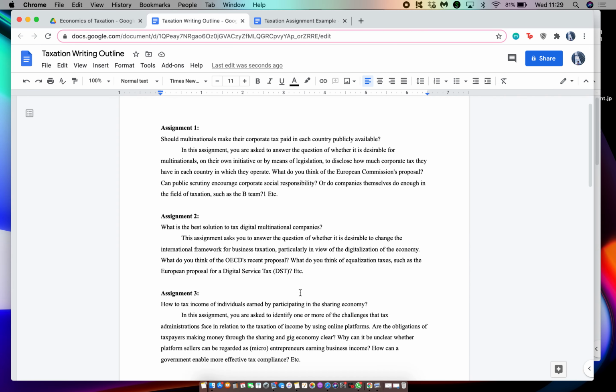So, of course, the first thing that you need to do whenever you start your writing assignment as a whole, is to choose one of these three options. So you have three potential topics that you can address in your writing assignment, which is a really nice thing. If you don't like one, then obviously you can choose a different one.